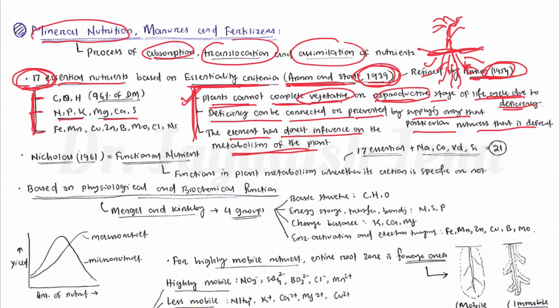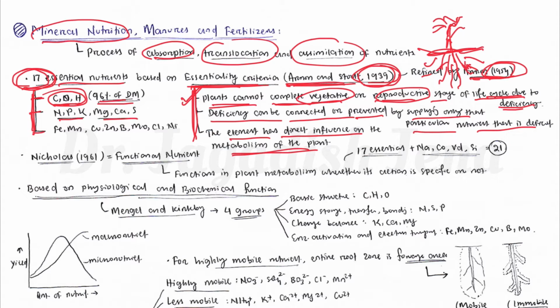They are carbon, hydrogen, and oxygen. These three are called basic nutrients because they constitute around 95 to 96% of the dry matter of the plant. That means these are the major, main structural element, nutrient. In every plant you can get carbon around 40 to 45%, oxygen around 40 to 45%, hydrogen around 4 to 5%. So around 96% is basically constituted by this carbon, hydrogen, and oxygen.